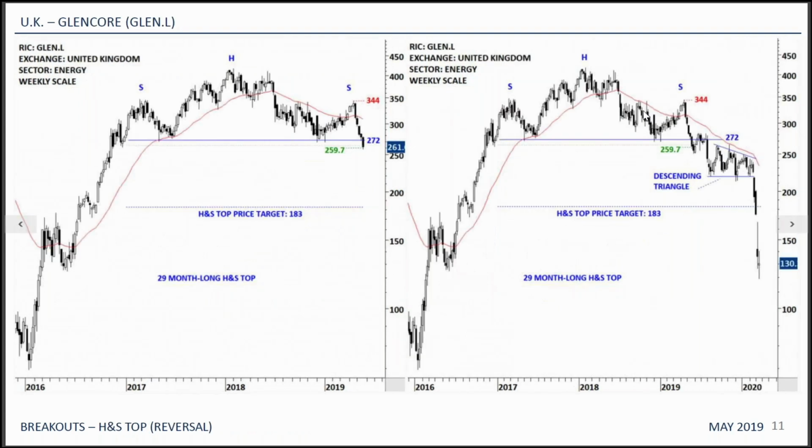The next chart is from UK Glencore. Now here's an interesting idea here. Glencore is a commodity play, energy commodity. And we have seen commodities experiencing massive pressure, even starting from beginning of 2019. So this chart started developing that head and shoulders top, and we identified it in mid-May. So the breakdown took place, but the stock didn't start selling off until later in the year.